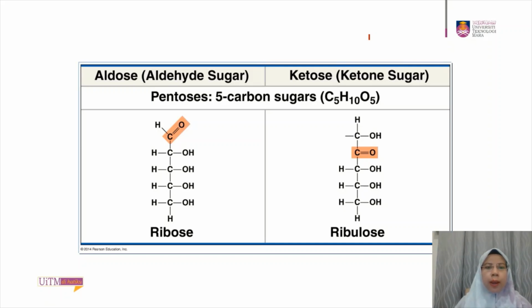We look at the pentoses, 5-carbon sugars, ribulose and ribose. This ribose and ribulose we will discuss later in the nucleic acid part. What is the difference between ribose and ribulose? It is the location of the carbonyl group: at carbon number 1 for ribose and at carbon number 2 for ribulose.